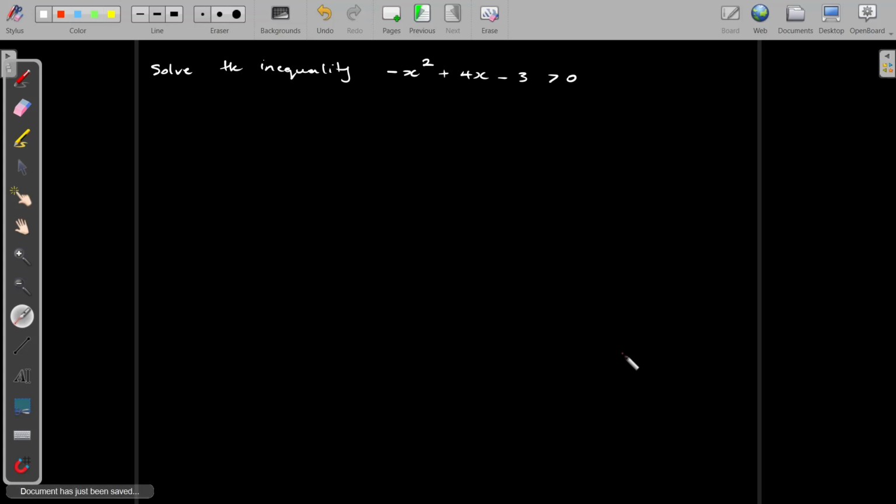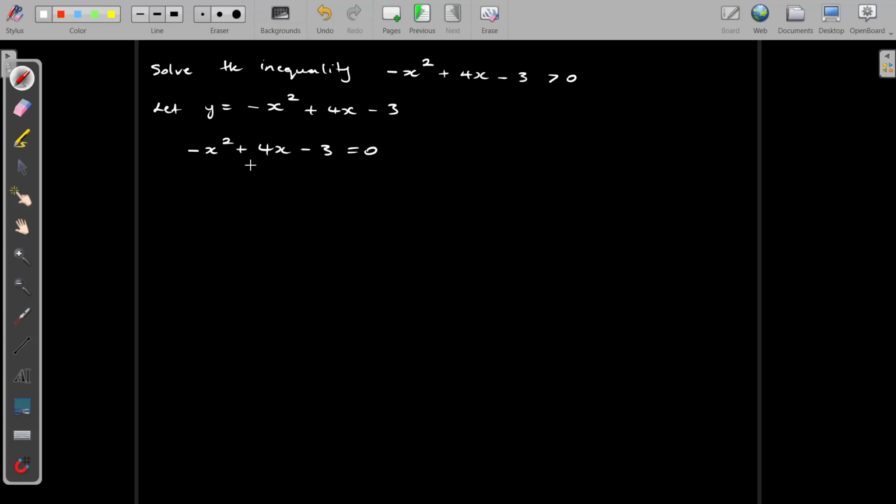So now we would need the values that are going to satisfy this graph. So we could say let f of x, let's use y. So let y be equal to negative x squared plus 4x minus 3. And then when y is equal to 0, that's going to give us the roots. So negative x squared plus 4x, because we want the roots of this quadratic.